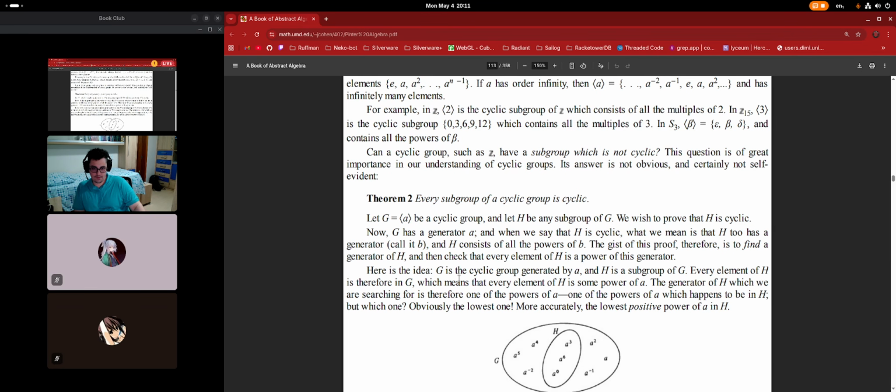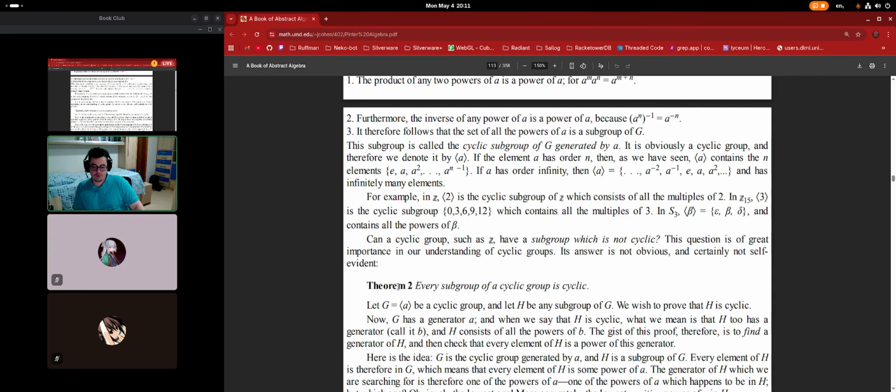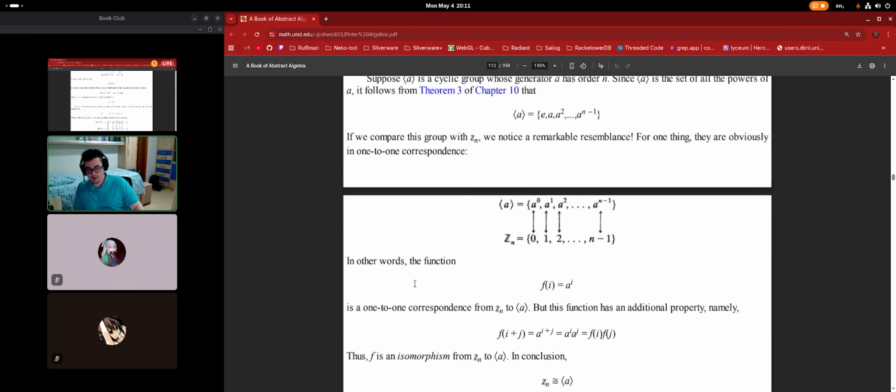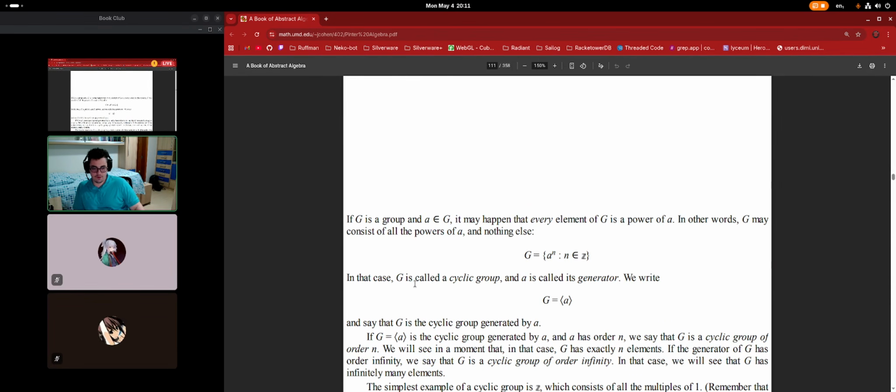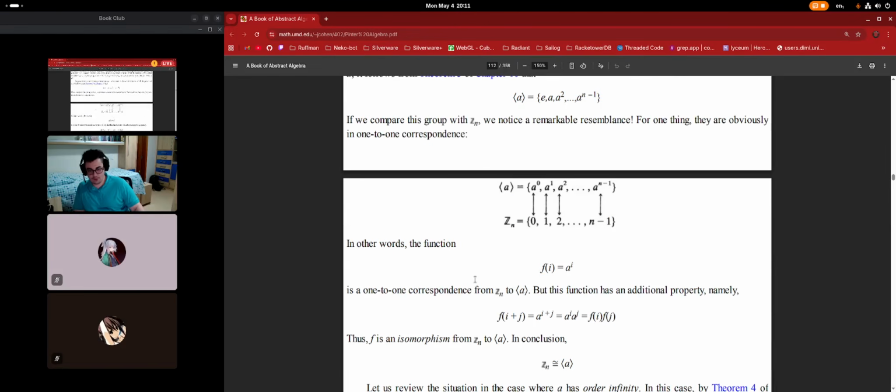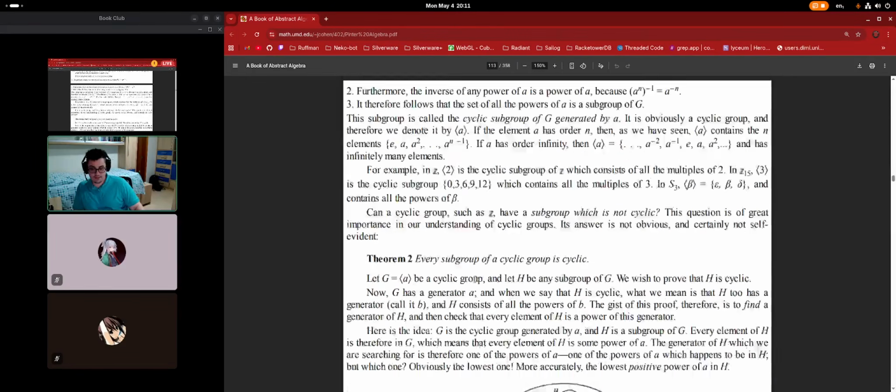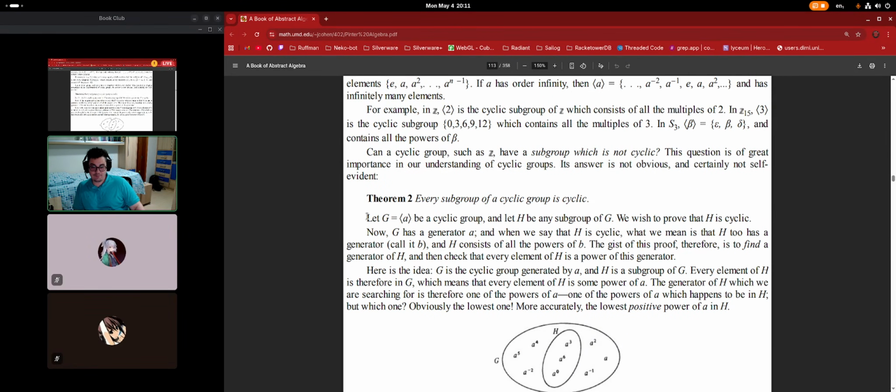Okay. So what are we trying to prove with this theorem? Every subgroup of a cyclic group is cyclic. We are trying to prove that if we have a subgroup of a group and we know the group is cyclic, then the subgroup can also be cyclic in the definition we've seen above, which means you can generate all the elements given a generator.